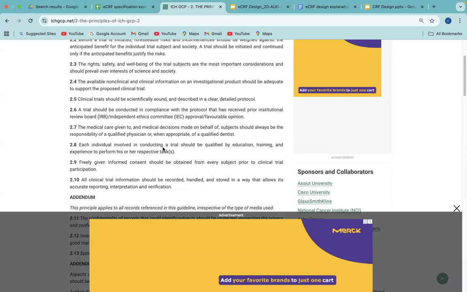And all clinical trial information should be recorded, handled, and stored in a way that allows accurate reporting, interpretation, and verification. These are the 13 principles that you need to know at any cost. In any department training that you go to, they will always ask this question. Even if I go for an interview now, they'll ask me questions, especially what are the documents and why it is to be done like that. So please go through these documents and try to remember them carefully.